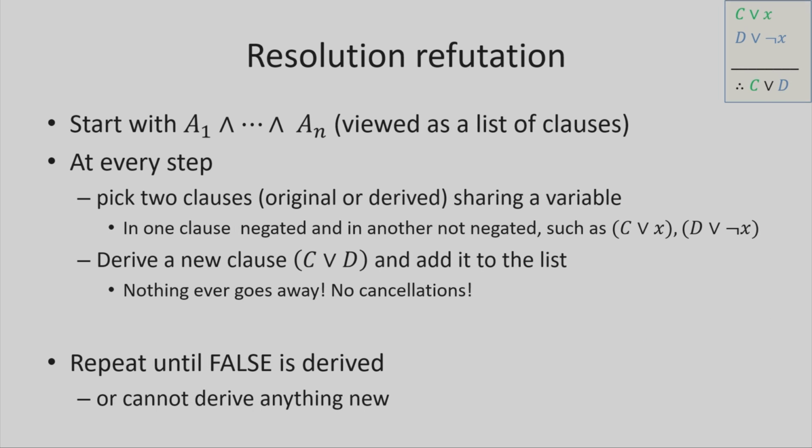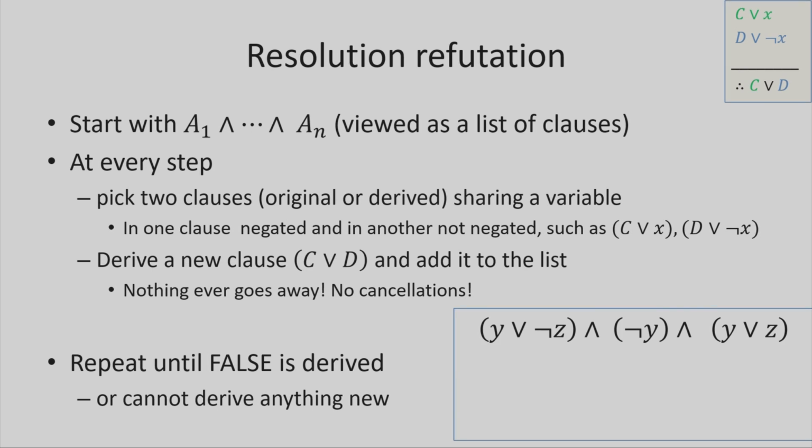So let's do an example. Suppose you have clauses y or not z, not y, and y or z. Let's try to derive false from those clauses.